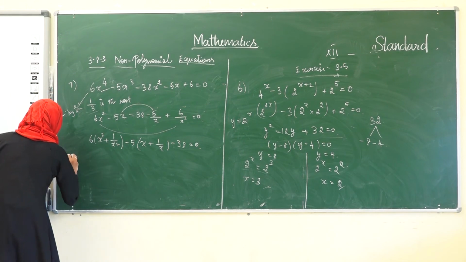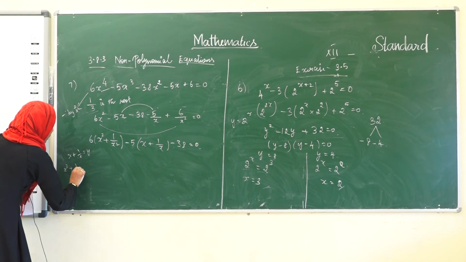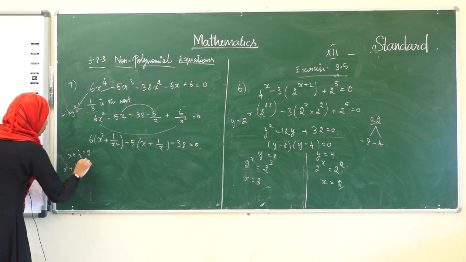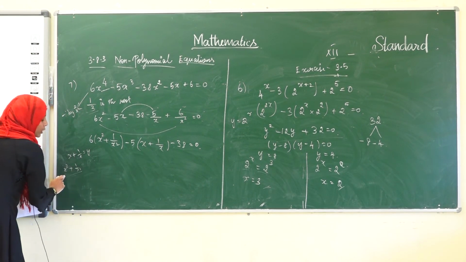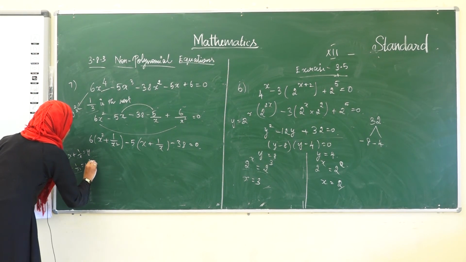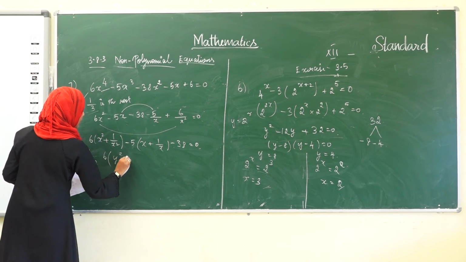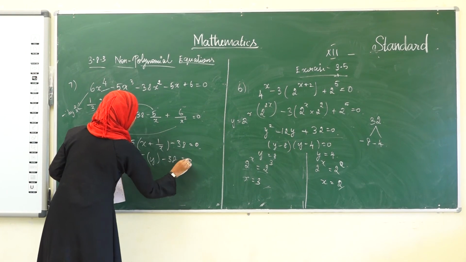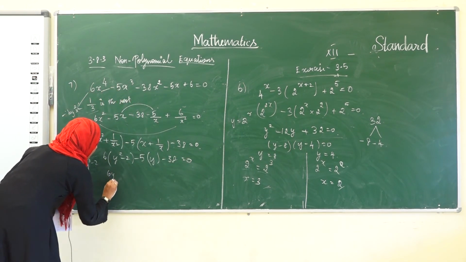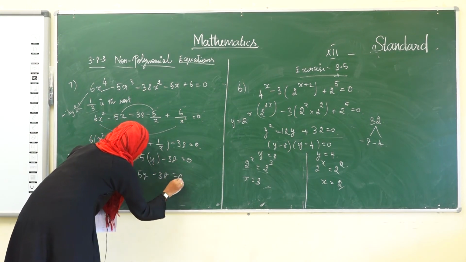Now we are going to substitute x plus 1 by x is equal to y. On squaring both sides, we get x square plus 1 by x square plus 2 equal to y square. Therefore x square plus 1 by x square is equal to y square minus 2. This can be written as 6 into y square minus 2, minus 5 into y, minus 38 equal to 0. That is 6y square minus 12 minus 5y minus 38 equal to 0.